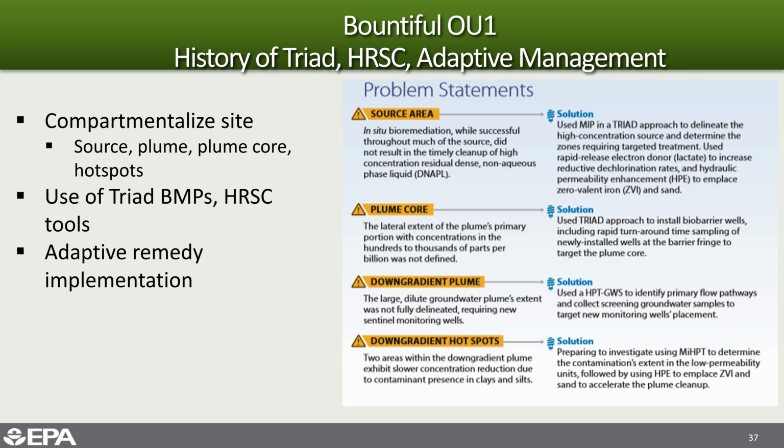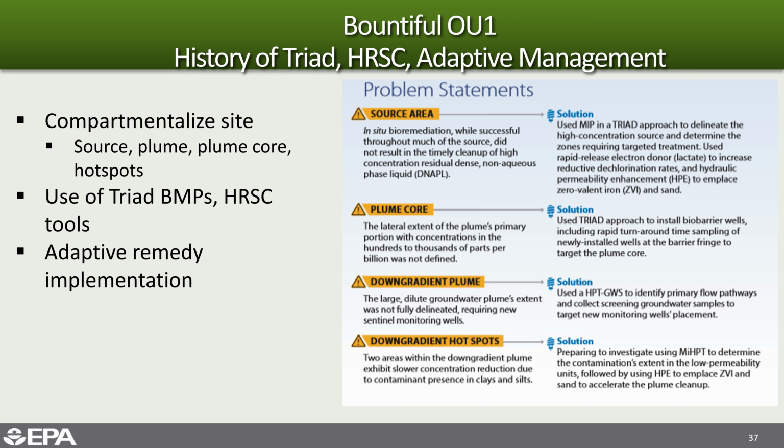How did they use some of the high resolution and triad techniques? Well, they used membrane interface probe, step-out sampling, targeted treatment. Remember, they used the biobarriers and other things to do their injections of lactate, and then of course coming back in later on with the hydraulic permeability enhancement and placement of zero-valent iron in that source area.